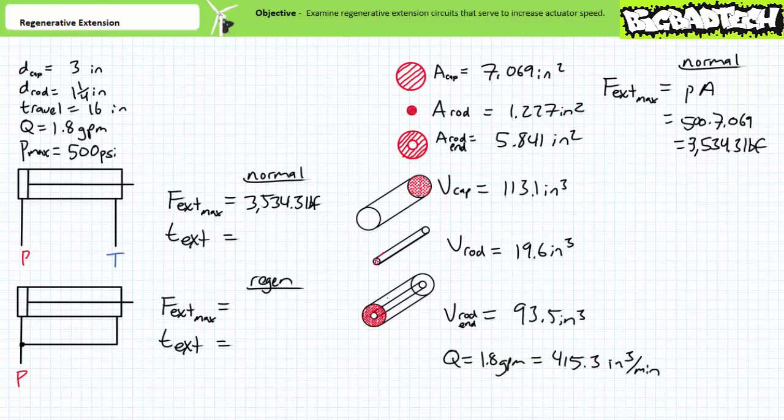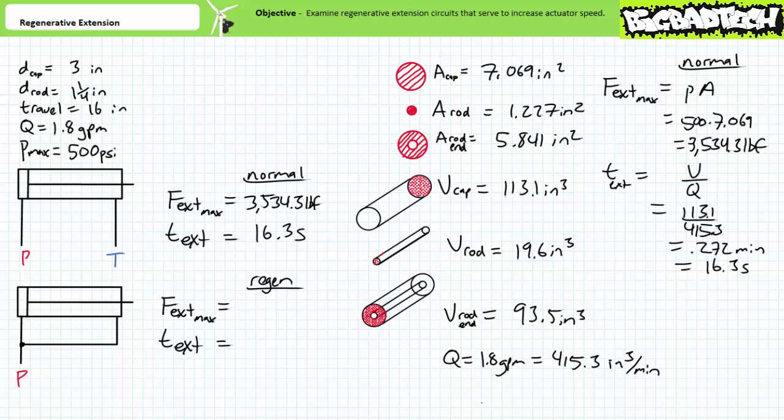In normal extension mode, pressure acts on the full cap end face and the rod end is dumped to tank. Pascal's law states the maximum extension force in normal extension mode is therefore 3,534.3 pounds force. In normal extension mode, flow must fill the fully cylindrical cap end volume. Flow rate calculations suggest that this will take approximately 0.272 minutes, or approximately 16.3 seconds.